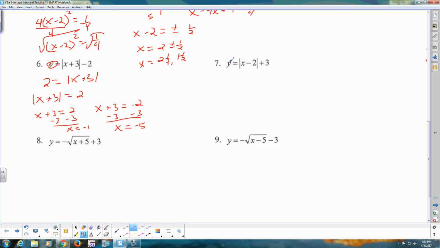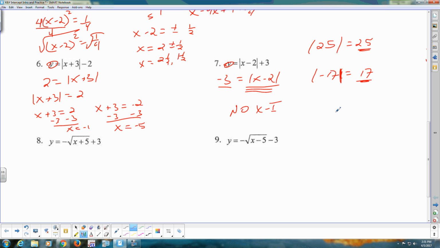You do the same thing here. Subtract the 3. Now, there's a problem with this one. Doesn't an absolute value make something positive? Meaning, like, if you had 25, isn't that 25? Or negative 17, isn't that 17? So an absolute value is always positive. How could this absolute value then equal something negative? It can't. There is no x-intercept for this problem.